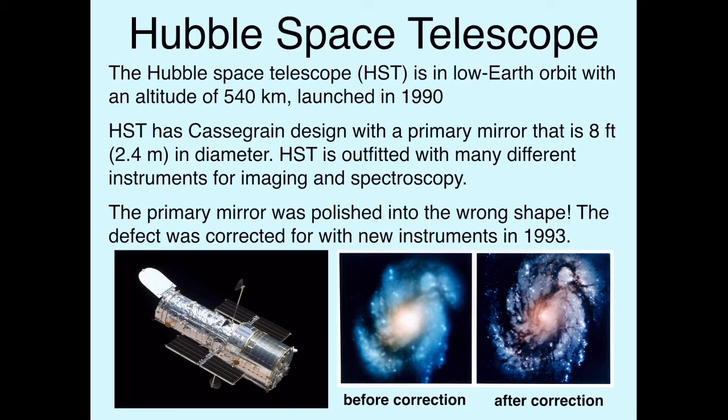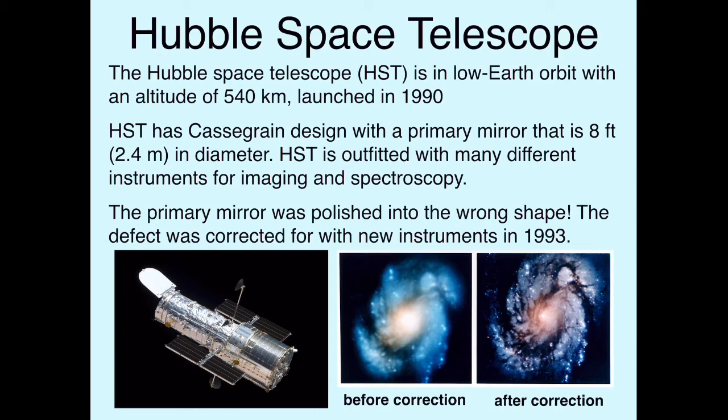The most famous one is probably the Hubble Space Telescope, or HST. So Hubble is in low Earth orbit. It's orbiting the Earth at about a height of 540 kilometers. And it's been in operation for a very long time. It was first launched in 1990.